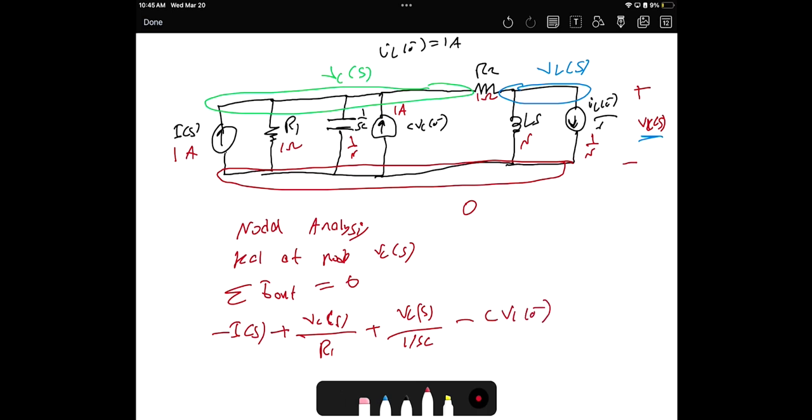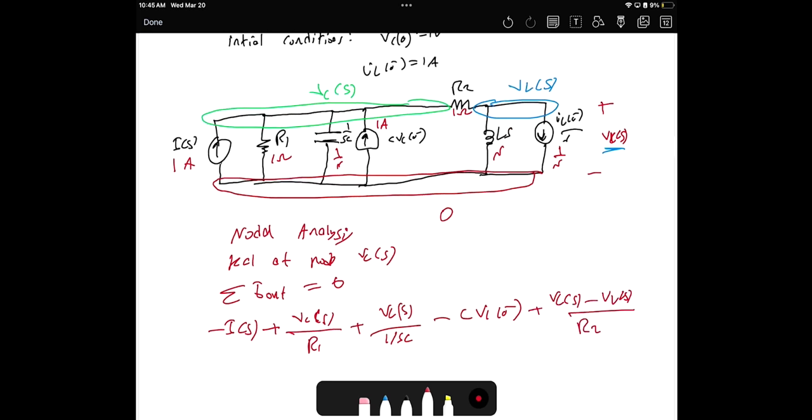What else? We still have that branch, which is the 1 ohm resistor. How to calculate it? VC minus VL divided by the impedance. Then plus VC of S minus VL of S divided by the impedance between them, which is R2. No other elements, so this will equal 0.